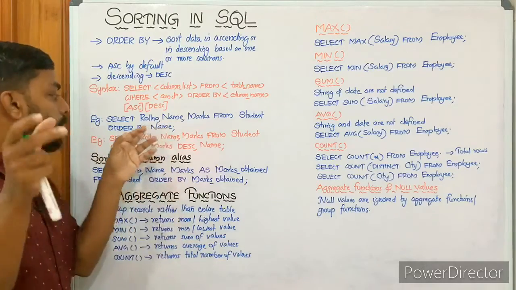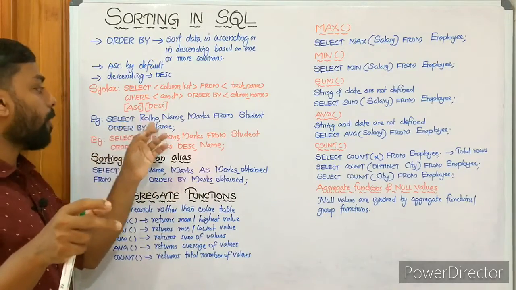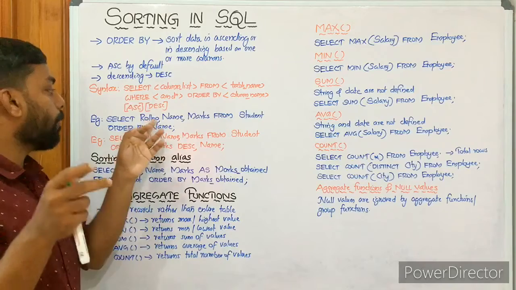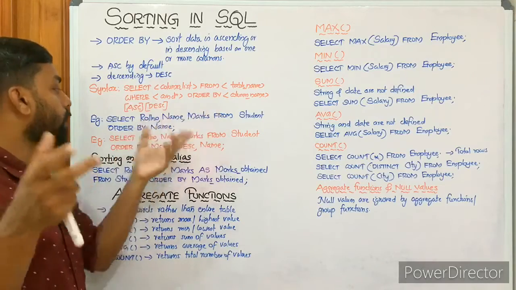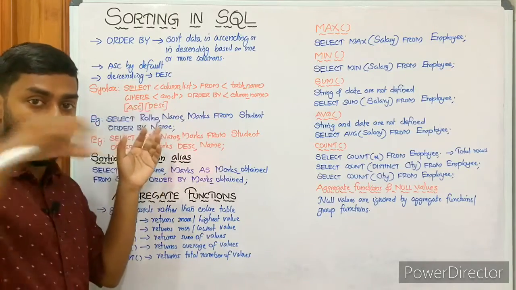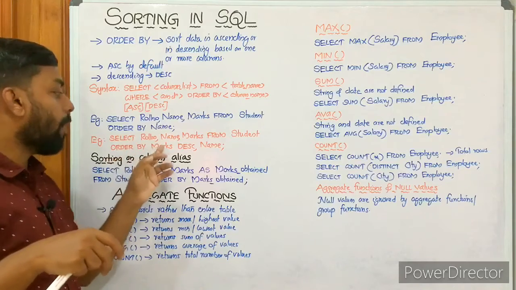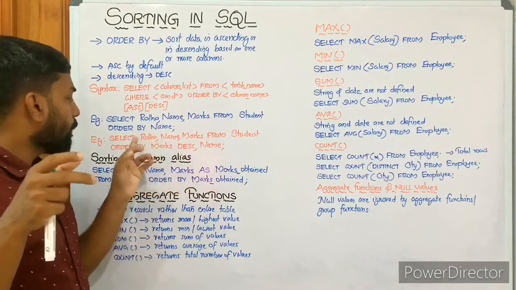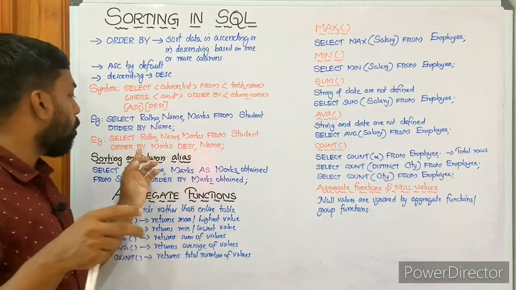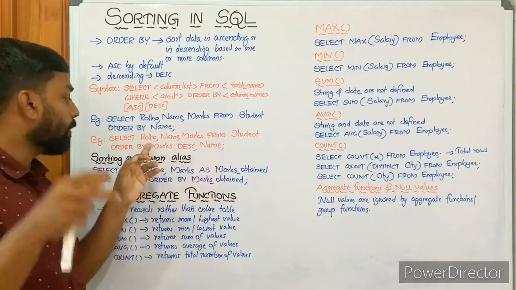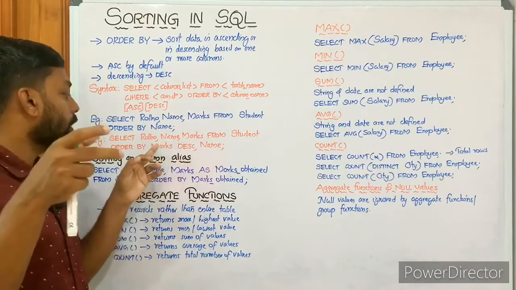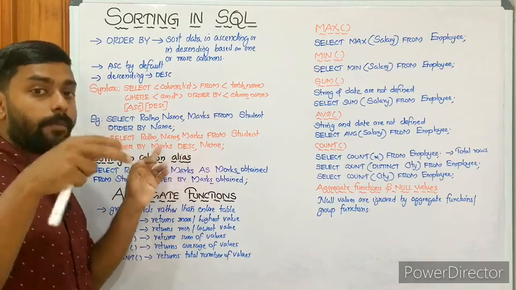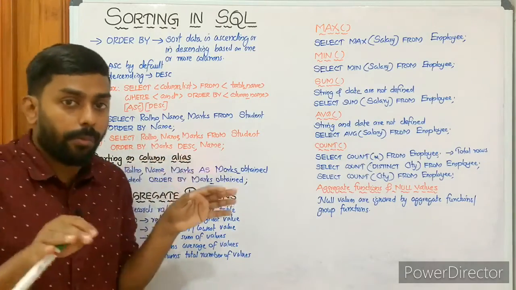Then we have applied it for a single column: select roll number, name, marks from student, order by name. That means it displays roll number, name and marks of students in ascending order of name, A, B, C, D. Then order by marks DESC, name: select roll number, comma, name, comma, marks from student, order by marks DESC, name. That means it displays roll number, name and marks of students in descending order of marks and ascending order of name. Hope you get the concept, right?